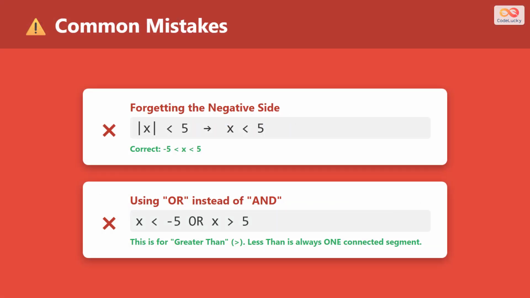Watch out for these common mistakes. First, don't just drop the bars and say x is less than 5, you must include the negative side. Second, never use the word or for less than inequalities. These are and problems because the solution is a single continuous segment.